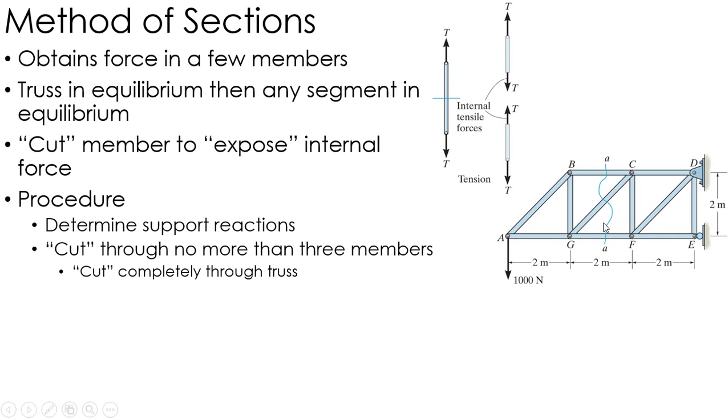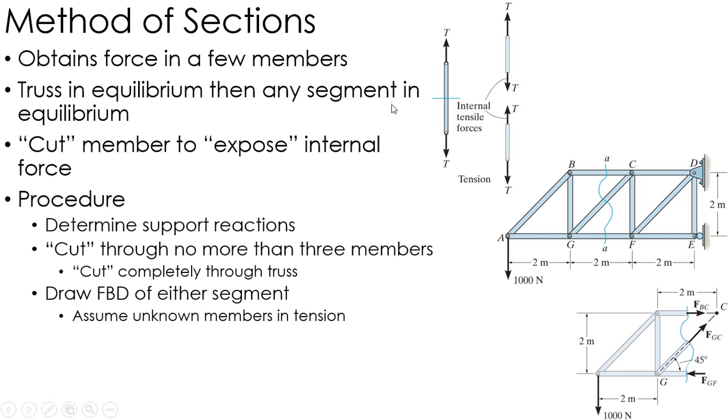I'm making an imaginary cut, which again exposes those internal member forces and makes those external to two different segments. So when you make this cut, you want to make sure that it goes all the way through. You have to completely separate the truss, so draw a line all the way through so you can completely separate it into segments. And then you don't want to cut through any more than three members because, of course, we only have three equilibrium equations that we can use to solve them. So when you make that cut, make sure you don't cut through any more than three members, otherwise you won't be able to solve it.